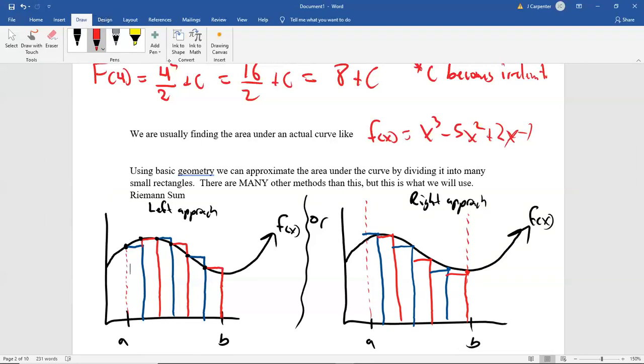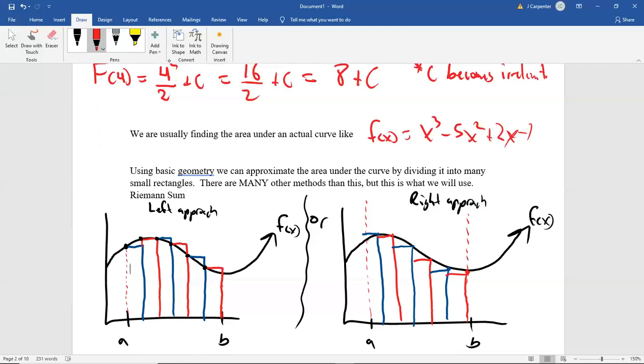So again, the left approach, you use the heights as the left side of the rectangles. The right approach, you use the right side of the rectangles for your points. Does it matter which one you use? Well, it depends on whether you want an approximation that's too big or too small.